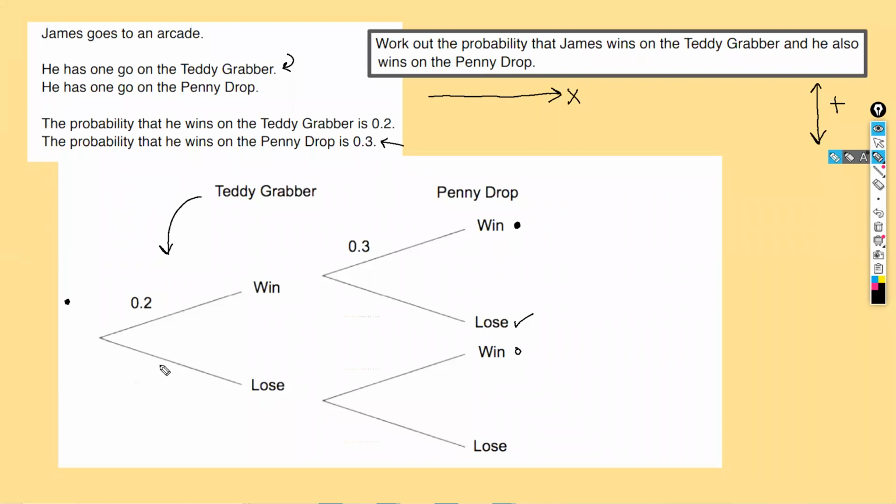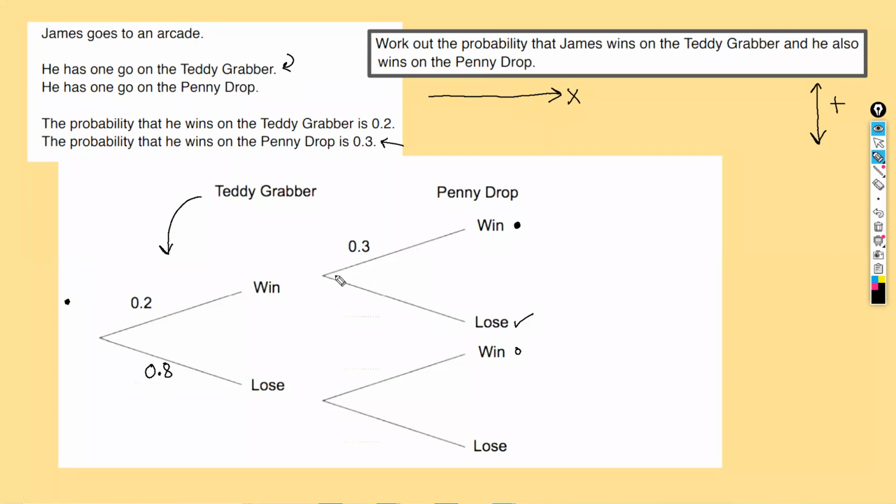So what value do you think will go here? If the probability of winning this particular game is 0.2, what should be the probability of losing if it only has 2 possibilities, that you win or you lose? It should be 0.8. How did we get that? Remember, the total probability is out of 1, so I just minus this from 1.